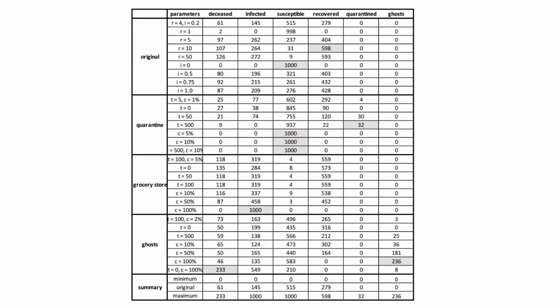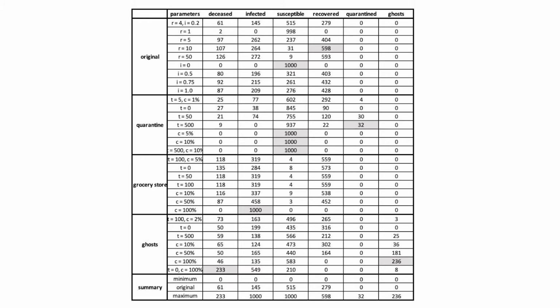And so what I wanted to do next is put it all in a table just so I could see which ones stood out. And in gray, we have the highlighted maximums in each respective column. So the maximum number of deceased people were found when I used the ghost case such that the time equals 0 and the chance equals 100%.